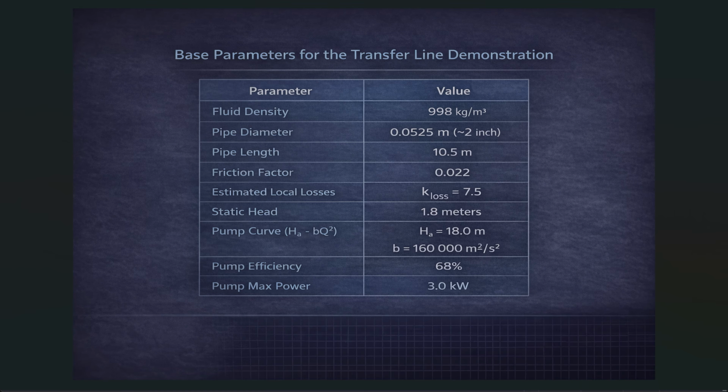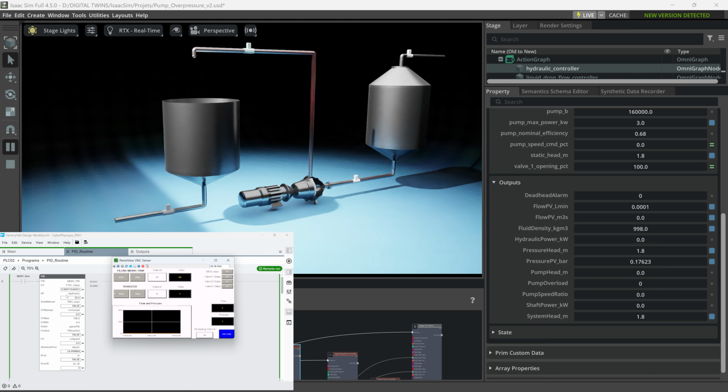Let's start the system. The operator presses the start button on the HMI. The PLC activates the control logic. The PID controller begins adjusting pump speed. Inside the simulation, fluid particles start moving through the pipeline. As the pump accelerates, the particles move faster. The calculated flow rate is sent back to the PLC and displayed on the HMI in real time.